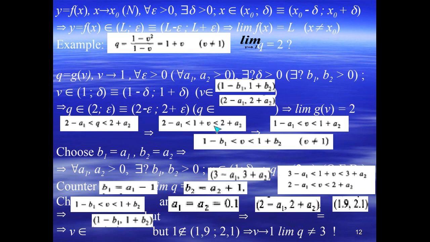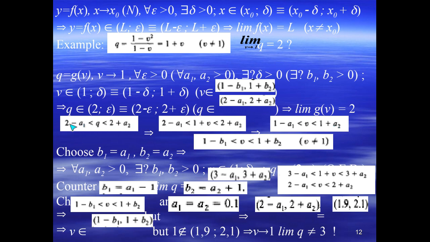So if this is so, let me try to leave v alone. How shall I do it? I can add minus 1 to all parts of this inequality. So 2 minus 1 is 1, minus a1, giving 1 minus a1. 1 plus v minus 1 is v. And 2 plus a2 minus 1 is 1 plus a2. So we obtain 1 minus a1 less than v less than 1 plus a2.